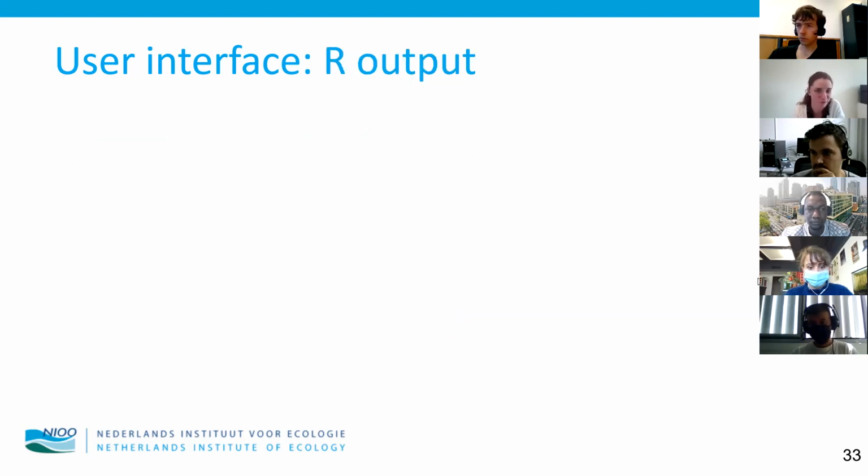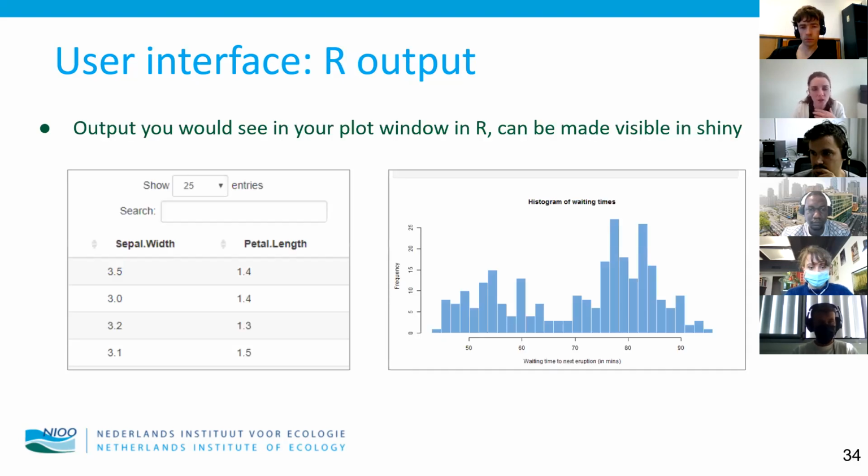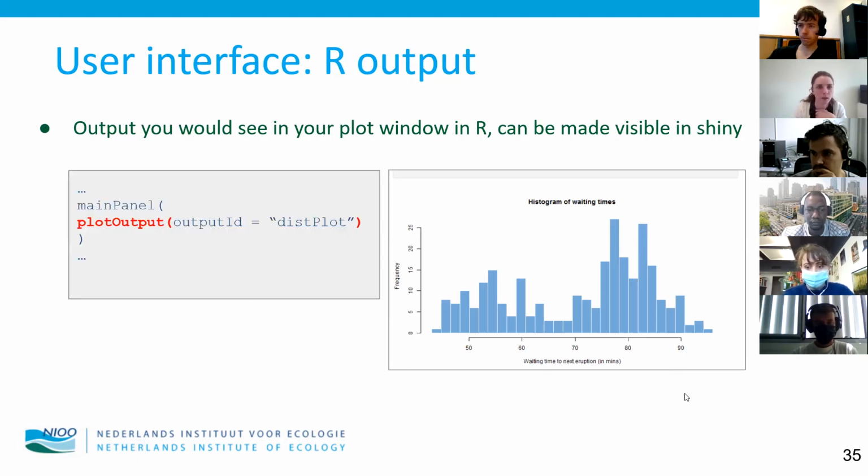And then you need to add, of course, some R output. So we want to look at graphs, for example. And anything you can plot in R in your plot window can usually be made visible in Shiny as well. So you can add tables or you can add plots, but you can also add maps, whatever you like. And then you get something like plot output in your main panel to tell the app that it's a plot you want. It could also be table output, for example, or text output, if you want to have a different type of output in your app.